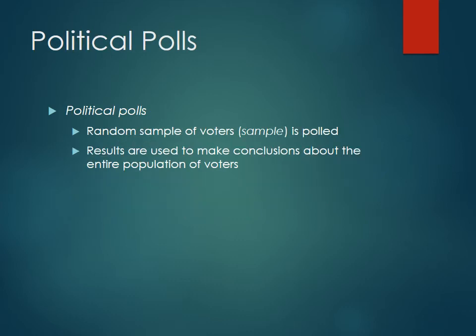Another example would be political polls. So say you're doing a random sample of voters being polled about who they're going to vote for president, and then using those results to make conclusions about who's going to be the winner, right? So what are some inherent problems with that? Small sample size. Good, so small sample size. So maybe only doing 30 people versus how many people vote in the general election. Millions. Yeah, millions, right? Good.